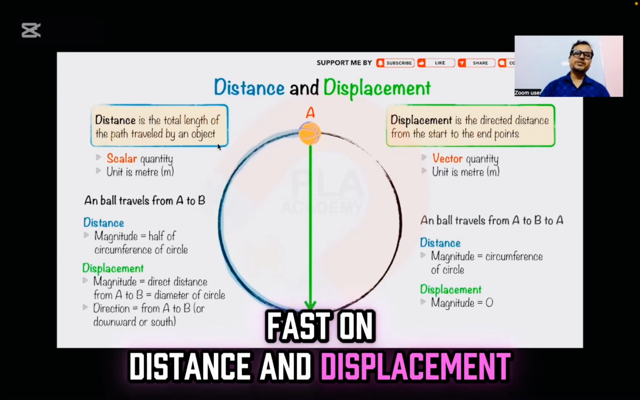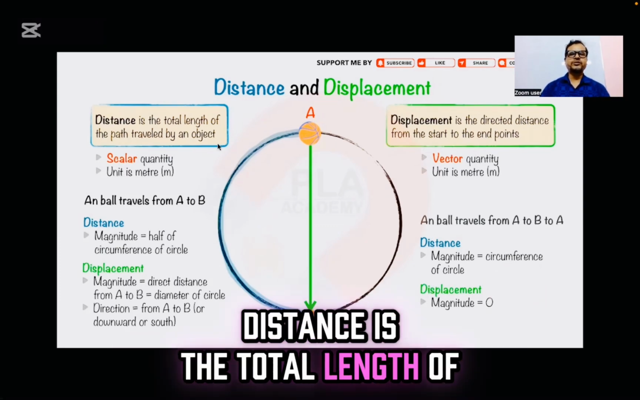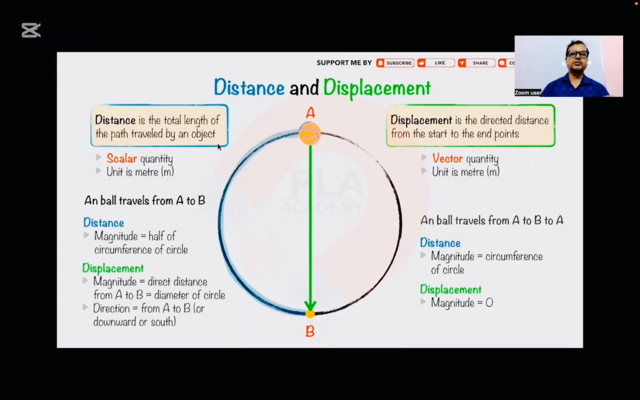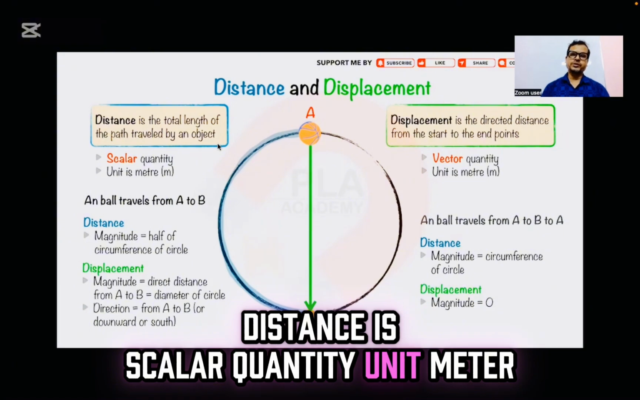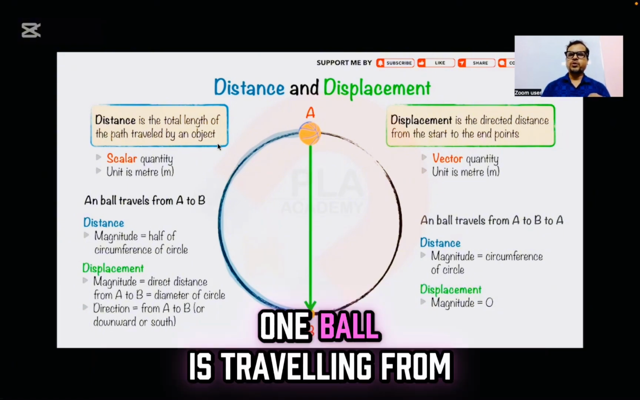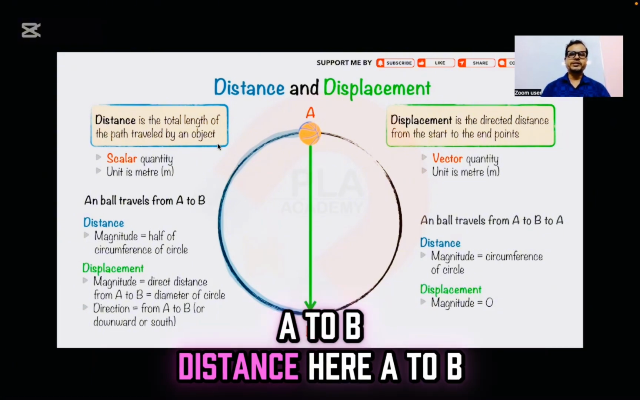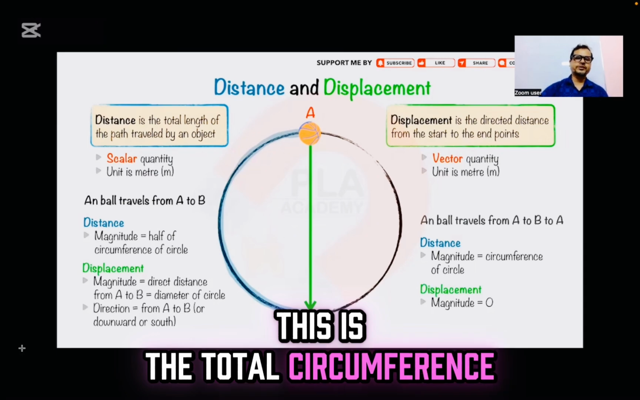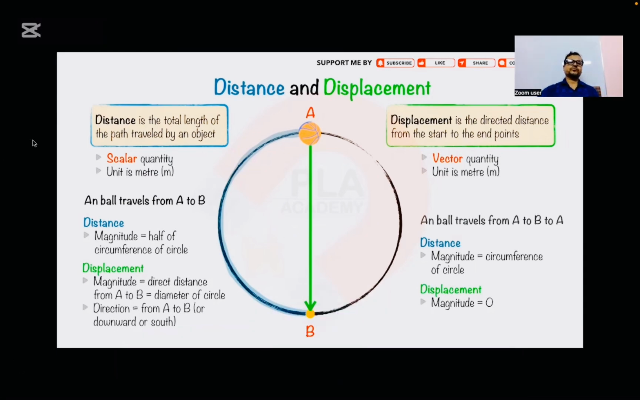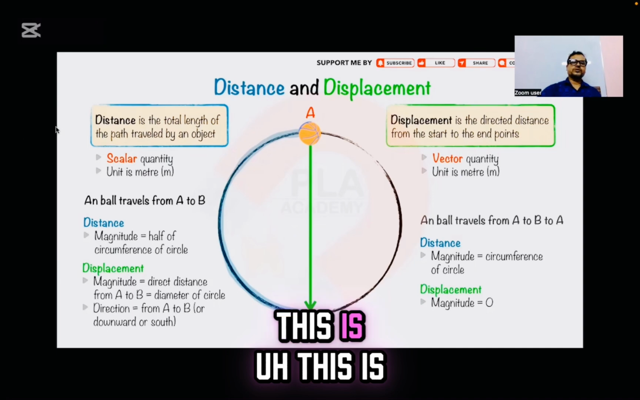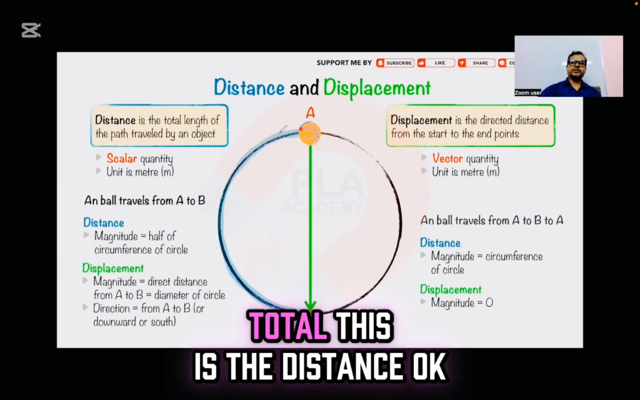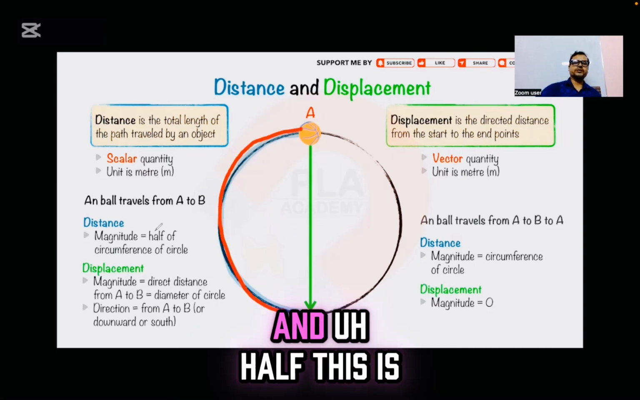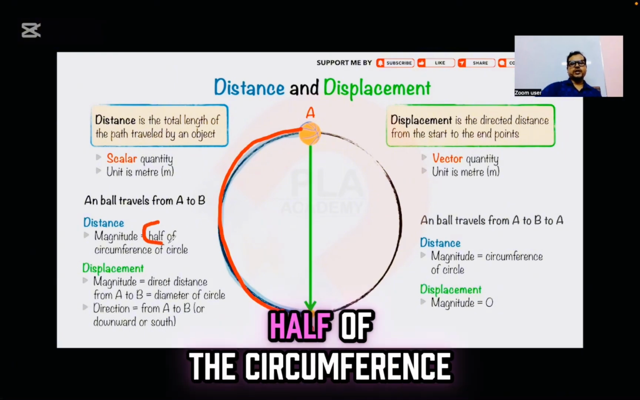First, distance and displacement. Distance is the total length of the path traveled by an object. Distance is a scalar quantity, unit meter. One ball is traveling from A to B. The distance from A to B is half of the circumference. This is the total circumference, so this is the distance, and this is half of the circumference.